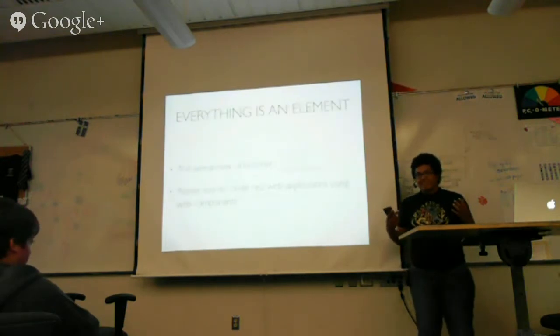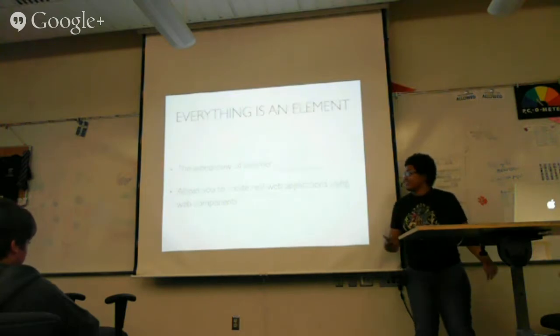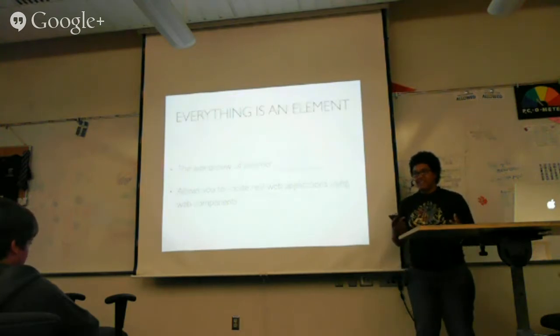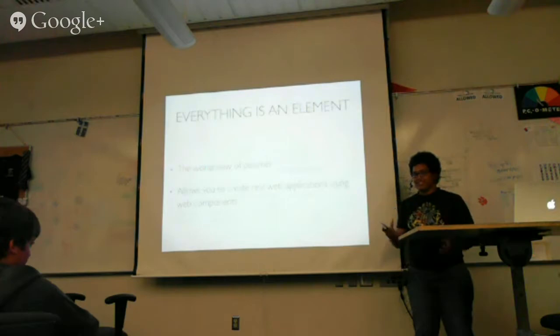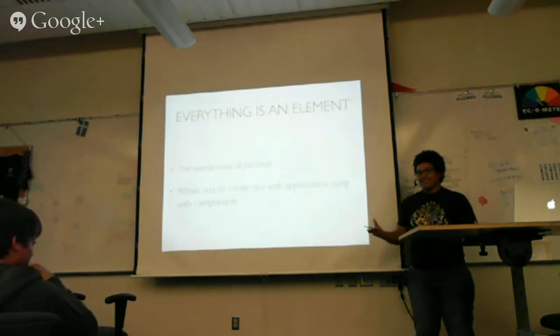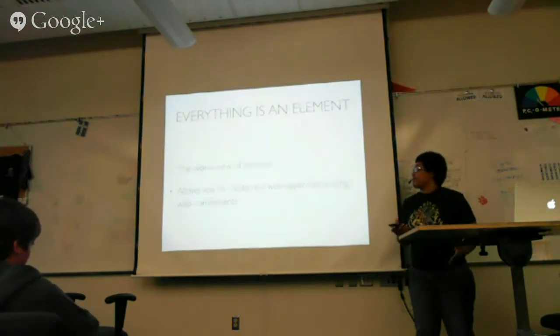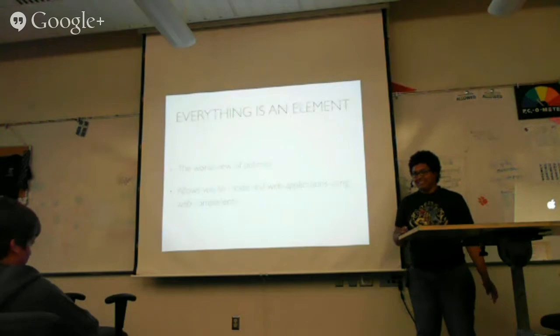So Polymer's main worldview, I think is what they refer to it as, is that everything is an element and that everything you do should be an element. It's not just UI stuff. For example, there's core Ajax, which is used for getting Ajax stuff. That's its own element. Everything should just be an element, and it really allows for making actual web applications using Polymer.